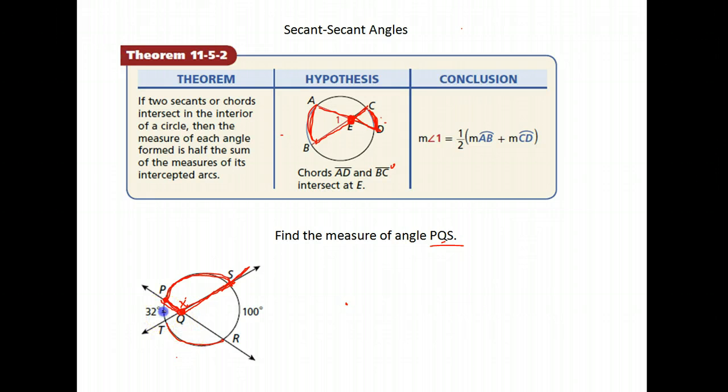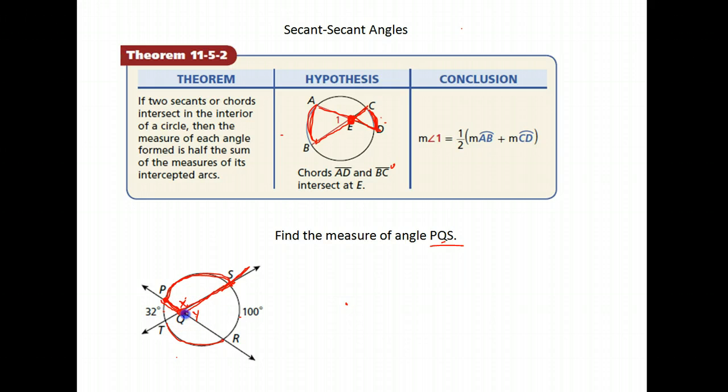Instead, I was given information about the other two arcs on the circle. So what I'm going to do instead is find this angle here. I'm going to call it angle Y, and then I'll use that angle to find the one I was looking for. So I'm going to do a two-step process here.